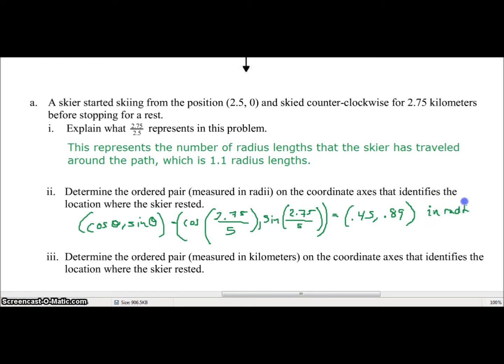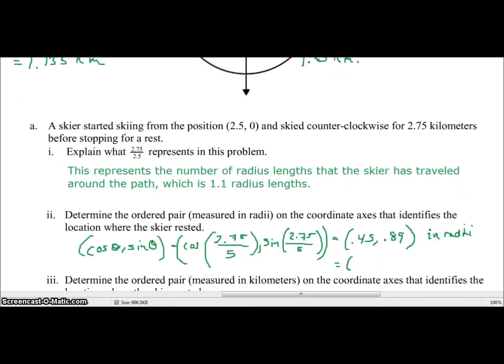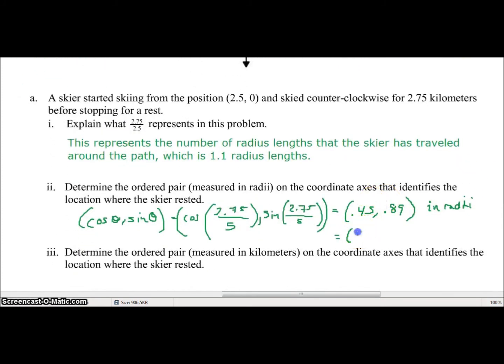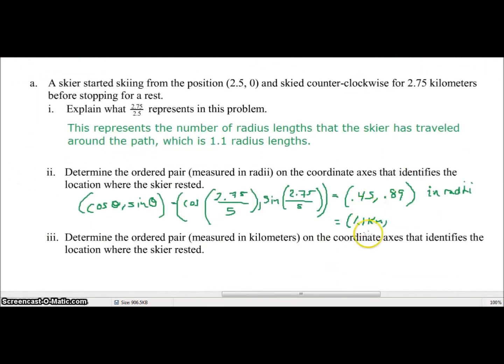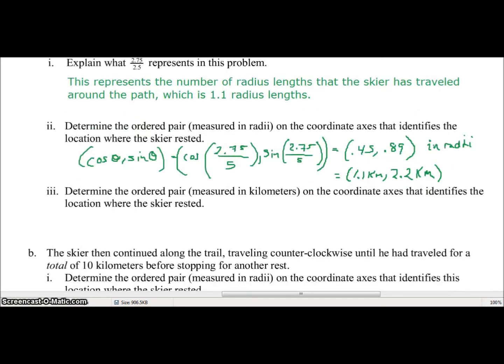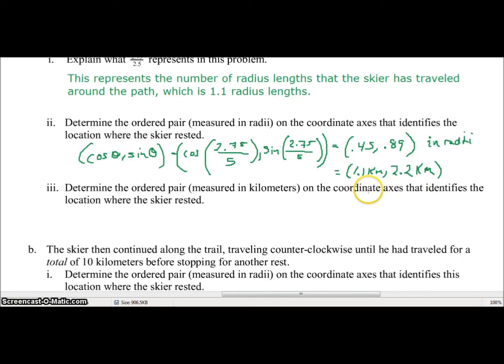That tells us that we have 45% of the radius horizontally and 89% of the radius vertically, which we found was 1.1 kilometers horizontally and 2.2 kilometers vertically. Oh, and that was the answer to the next question.